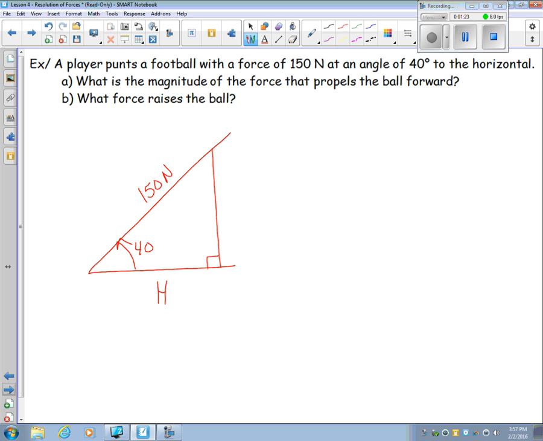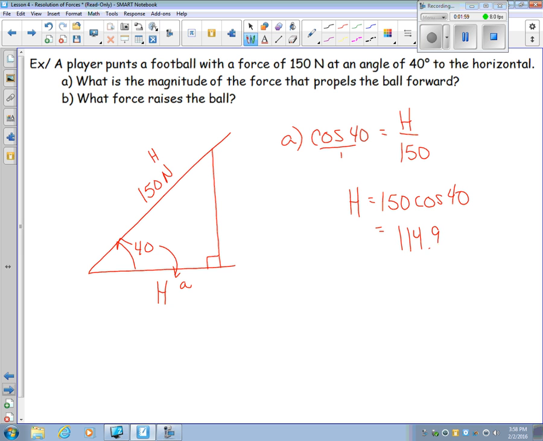Okay, this is a right triangle. Well, if I want to solve that, thinking about right triangles, this is my adjacent. This is my hypotenuse. SOHCAHTOA tells me if I take the cos of 40, that will be my h, the horizontal force, over my hypotenuse, 150. From way back when, let's solve this. We can cross multiply. 1 times h is h. 150 times the cos of 40. We can put that into our calculators, and we'll end up with 114.9 newtons.